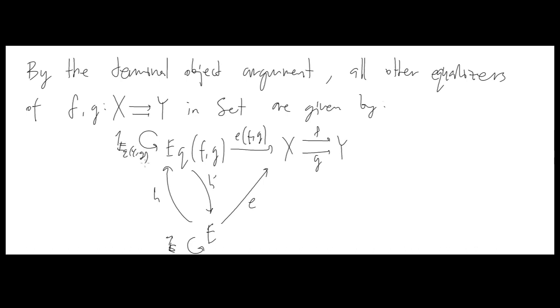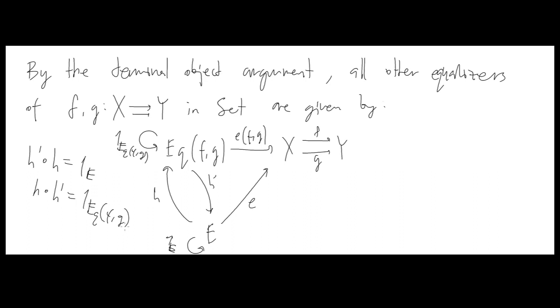So we want these composites in both directions to be either one or the other identity arrow. But that simply means that we want H' H to be the usual identity of E, and H H' to be the usual identity of the equalizer of F and G. And in the category of sets, it just means that H and H' are bijections that are inverses of each other.